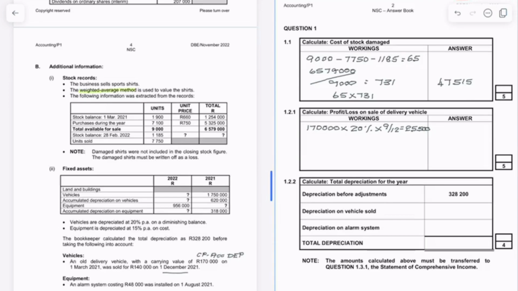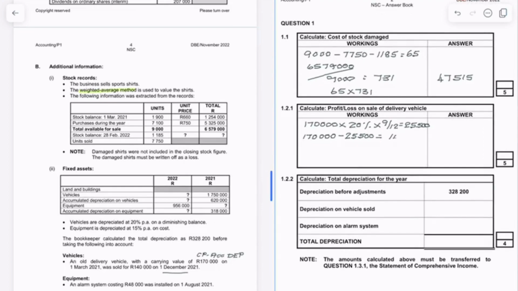Now we must work out, at the date of sale, what was the book value or the carrying value of this vehicle. So at the beginning of the year, we know the carrying value was 170,000. But now we've depreciated it further for the current year. So we need to subtract that 25,500 additional depreciation. So we arrive at a value, work it out, and you should get 144,500. That is what this vehicle is worth to the business.